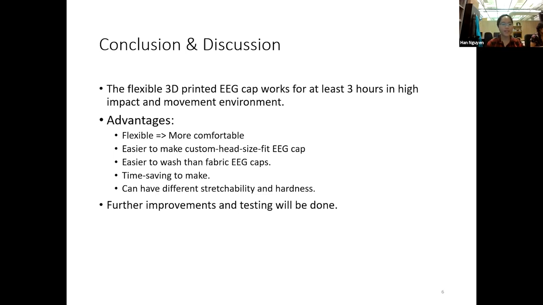The huge advantages of this new system is that the cap is very flexible, so much more comfortable to wear, easier to make custom head size, because you can just change the cap file dimension based on the head dimension and then print it out. Easier to wash, time saving to make, the printer does everything, and can have different stretchability and hardness by just changing the printer settings. So as mentioned, for sure, further improvements and testing will be done.